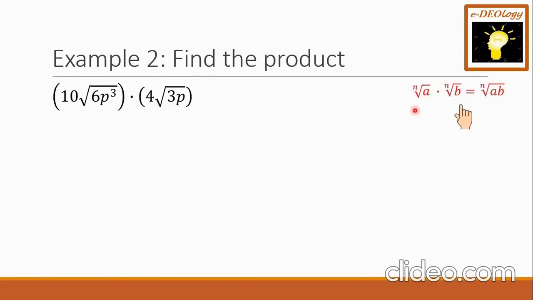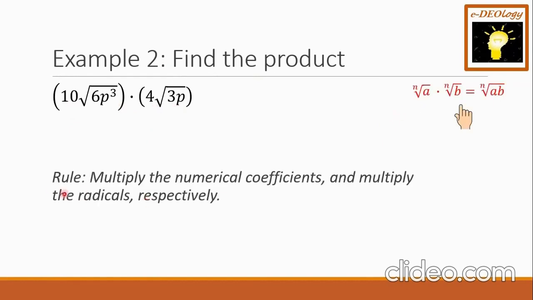I put the formula here on this side, and there is a rule. We will multiply the numerical coefficients and multiply the radicals respectively. So in here I multiply the 10 and the 4, and that is 40. And for the radicals, I must check first if the index are same. So both are square roots, so we have the same index of 2. So we are to multiply now the radicands.